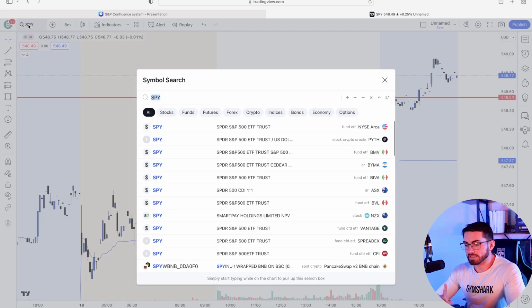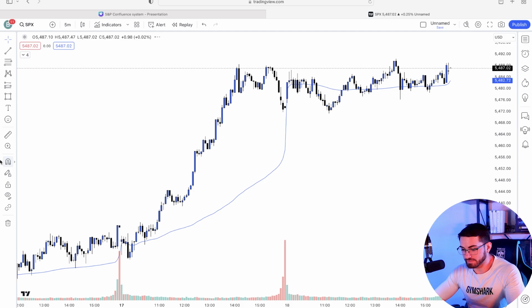And again, don't forget to mark your key levels both on the S&P futures as well as SPY. Now, as far as SPX, it's going to be the same thing, but the thing is with SPX, it does not trade in the pre-market or the post-market session. It's only trading during market hours.